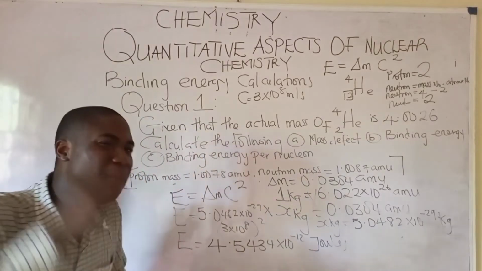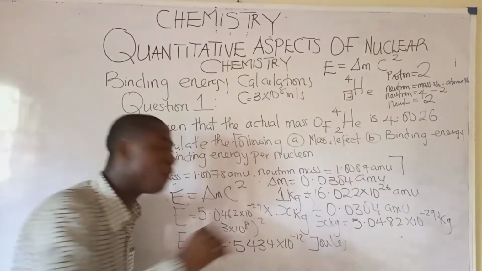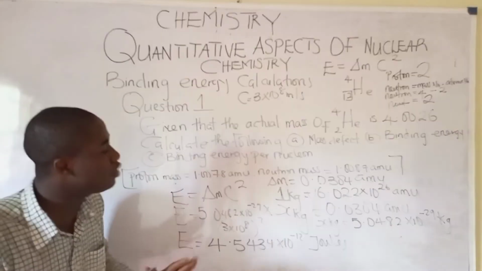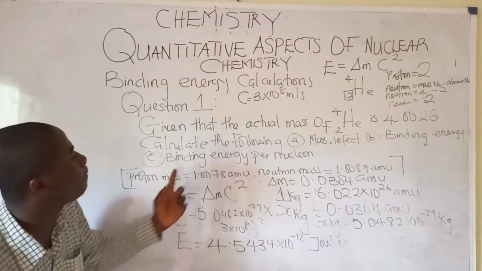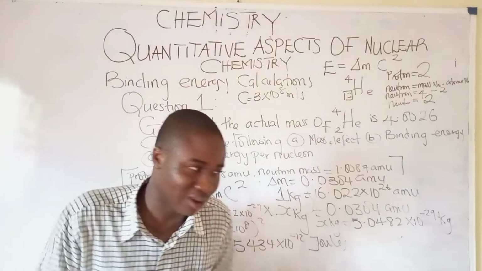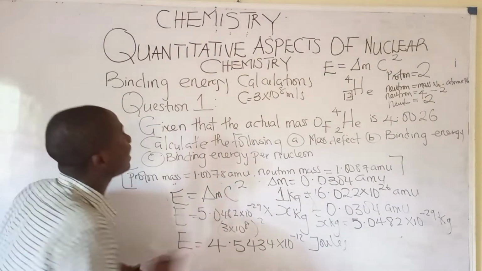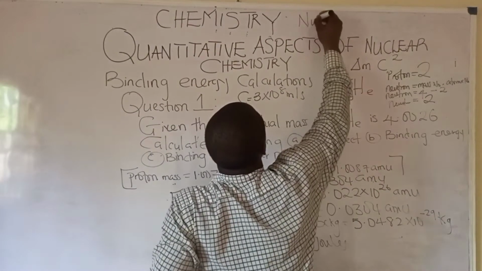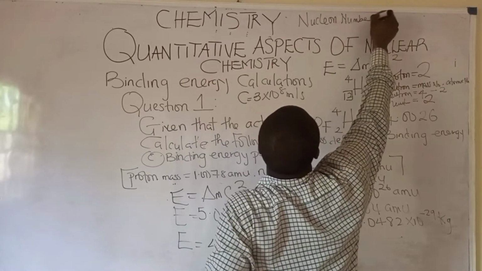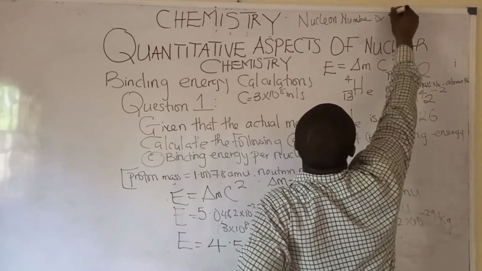So this is the binding energy for the helium particle or the helium atom. Now you can see at the end of this question they are asking us to calculate the binding energy per nucleon. How is binding energy per nucleon calculated? It must be noted that nucleon number is the same as mass number.